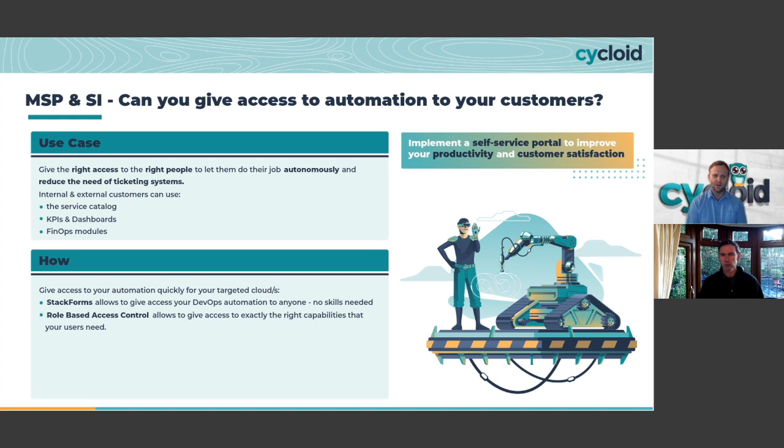So it's all about giving the right access to the right people so they can do their job in full autonomy. And by this, we reduce drastically the need for ticketing systems. Overall, the processes are much more productive and efficient. It's not only about automation. It can also be about KPIs, dashboards to understand how the automation performs. It can also be, for example, about FinOps modules, giving the right access to your customer so you understand how the cloud budget is spent. And all these tools can be part of the IDP.